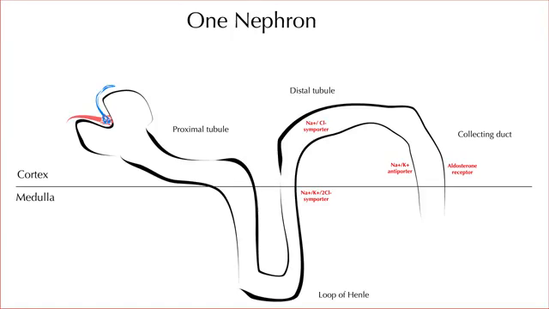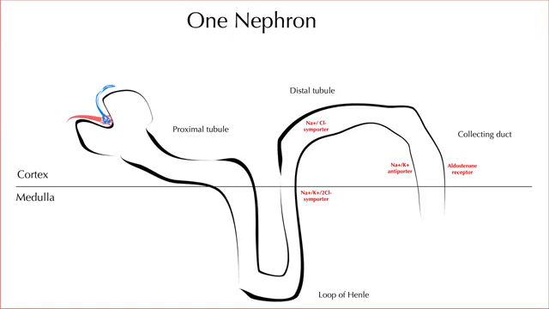So on the left-hand side of the screen, you've got the glomerulus, and as Ed said, you get ultrafiltration that produces a filtrate, and in the proximal tubule, most things are reabsorbed. Then it goes down into the loop of Henle. It has a descending limb and an ascending limb.